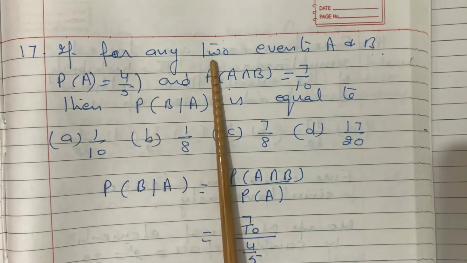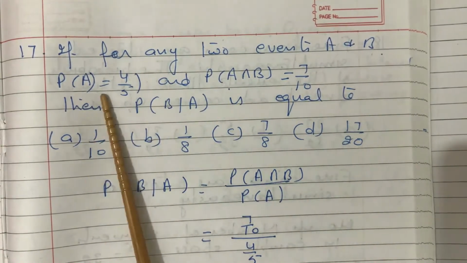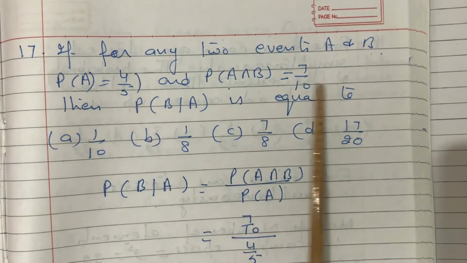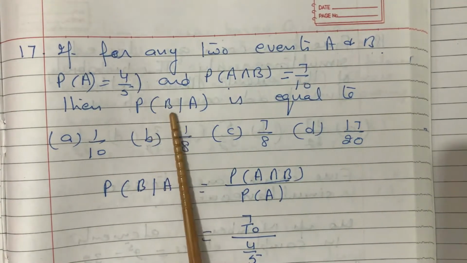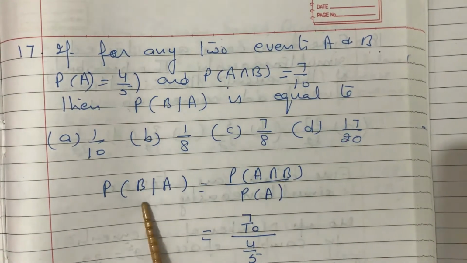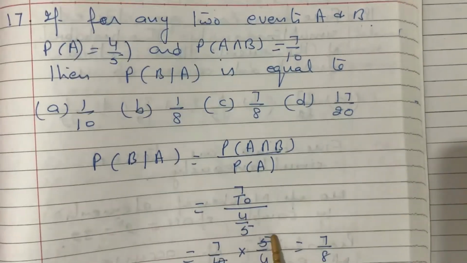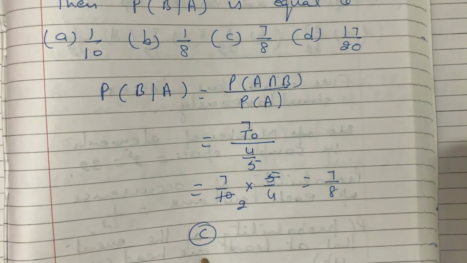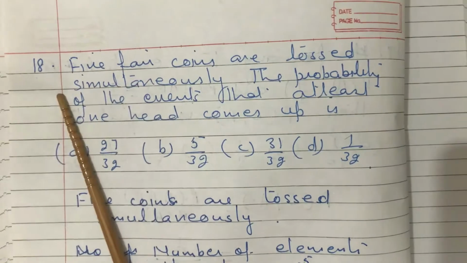17th question. If for any 2 events A and B, probability of A is 4 by 5 and probability of A intersection B is 7 by 10, then probability of B given A is equal to, there are 4 options. You write the formula, substitute the values, and you will get 7 by 8. So C is the option. Now the 18th question.